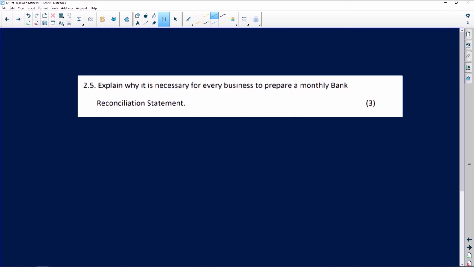The very last question, explain why it is necessary for every business to prepare a monthly bank reconciliation statement. I'm just going to quickly discuss this, guys. Remember, a bank recon is an important internal control over cash. So it's a way of checking entries made in your records against the bank's records. It's a way of identifying errors and omissions, if there's any fraud taking place, if money is missing from your bank account.